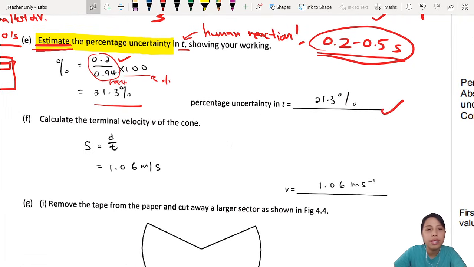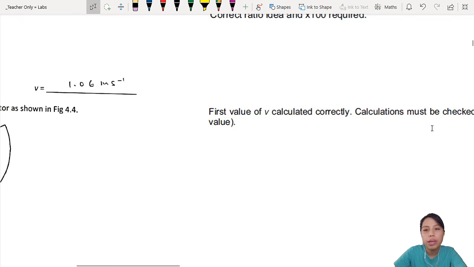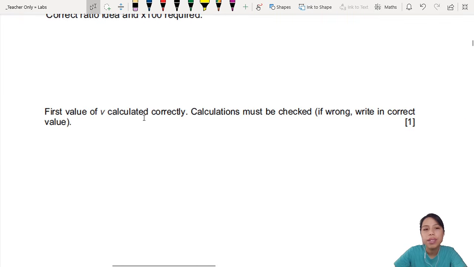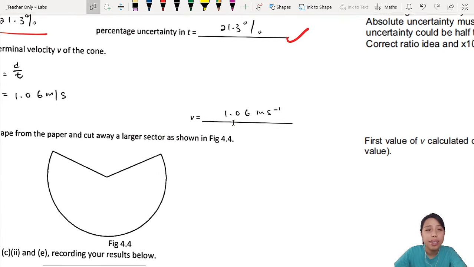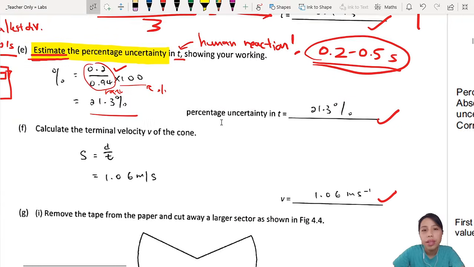And then we'll go back to percentage uncertainty. Calculate terminal velocity. Mark scheme says must calculate correctly. Normally, the examiner will check how to find velocity. You take distance divided by time. Okay, straightforward. Calculate correctly, okay already.